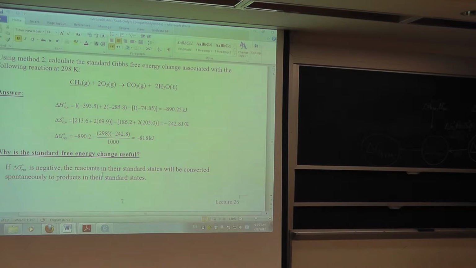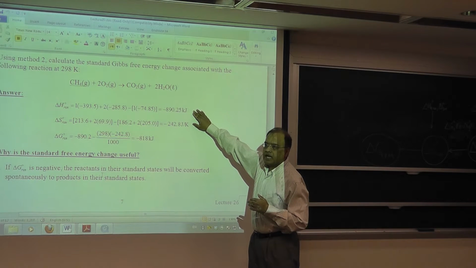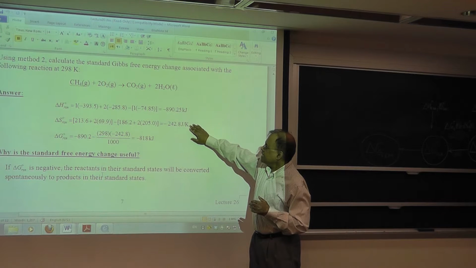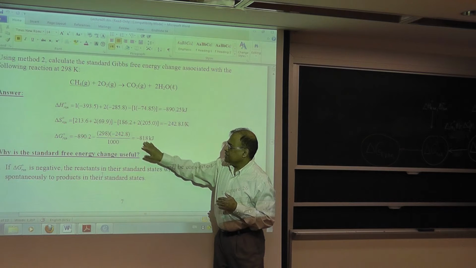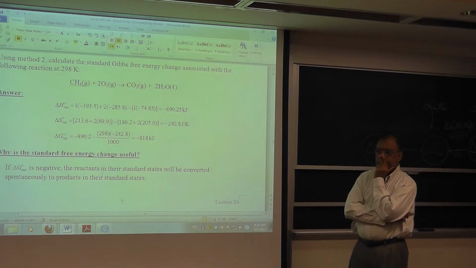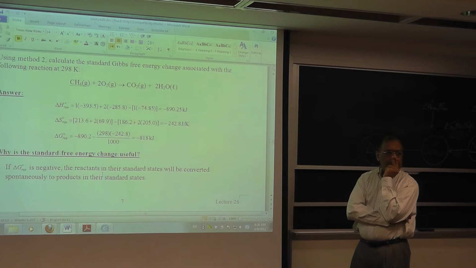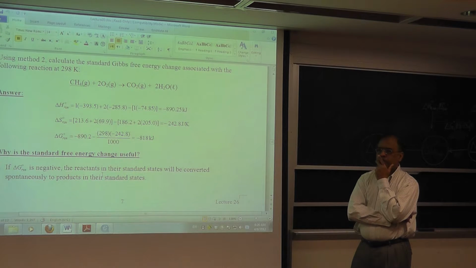So here's my working of the problem. Delta H naught reaction is minus 890. Delta S naught reaction is minus 242. And delta G naught reaction is minus 818. Questions?